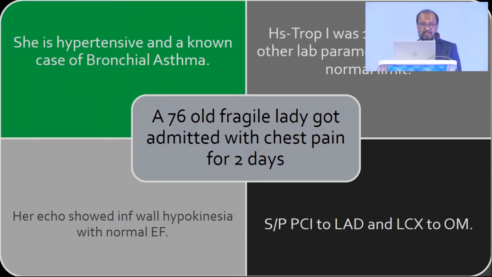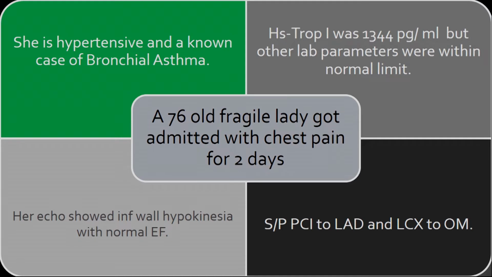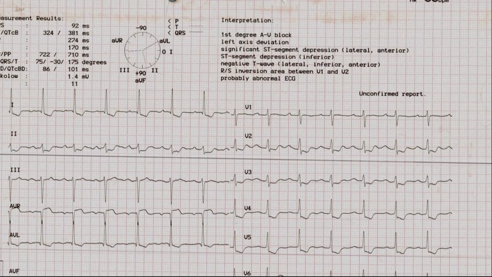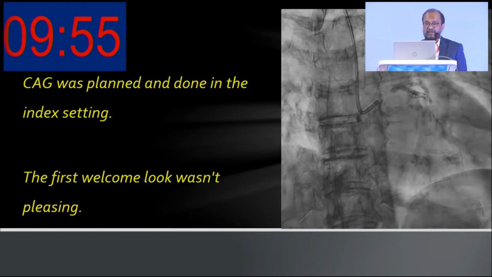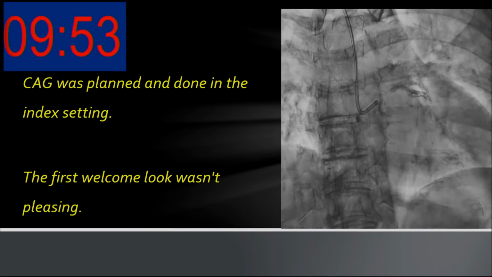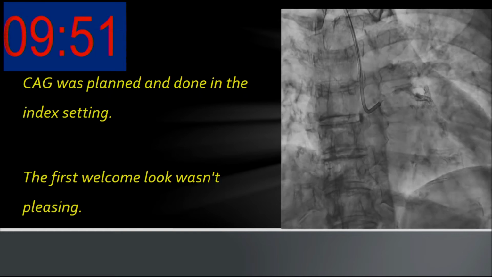A 76-year-old fragile lady got admitted to my hospital with chest pain for 2 days. Troponin was elevated. Echo showed inferior wall hypokinesia. She had a history of LAD and circumflex stenting, and ECG showed dynamic changes. So CAG was planned as the index procedure. You can see the huge chunk of calcium. The first look was not pleasing.